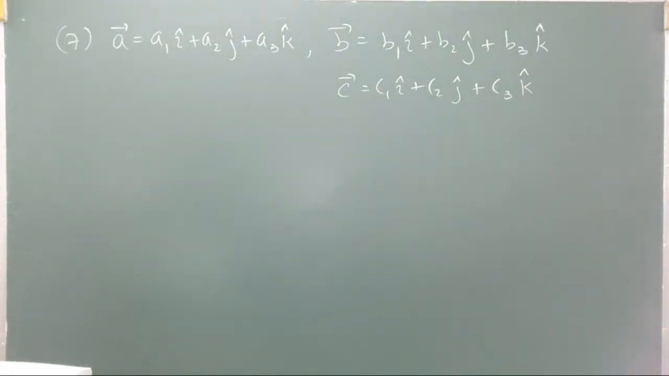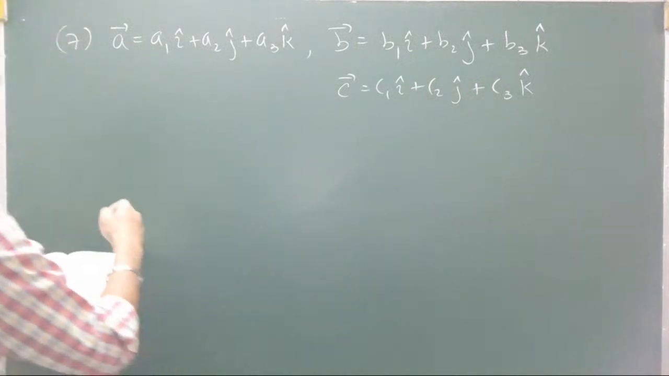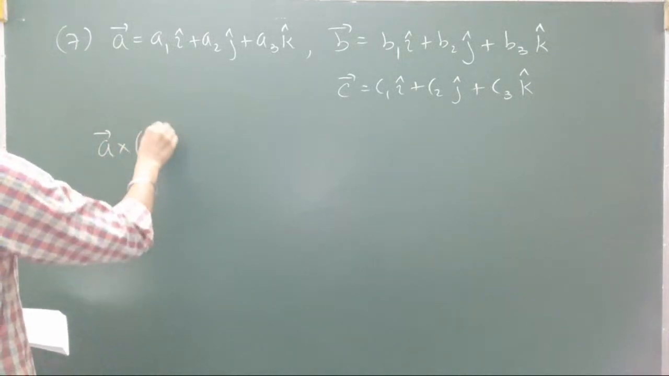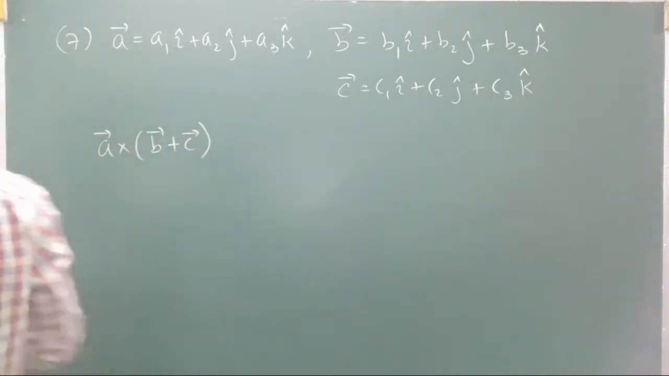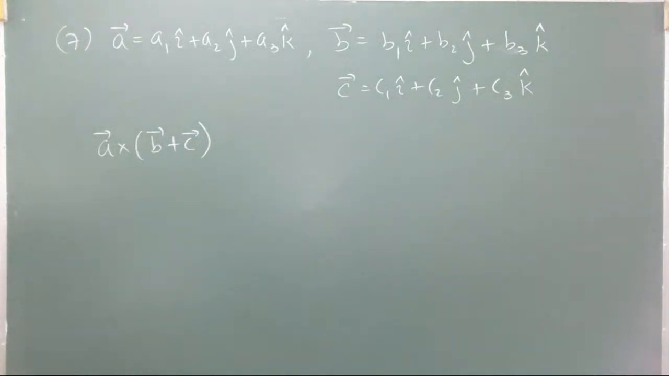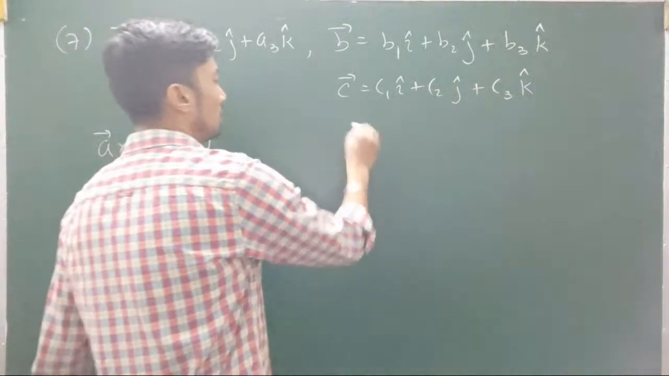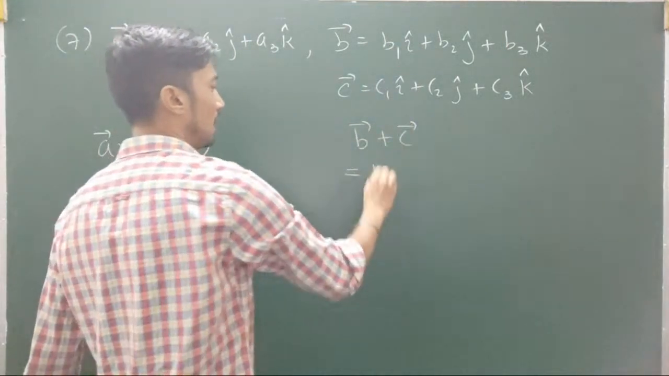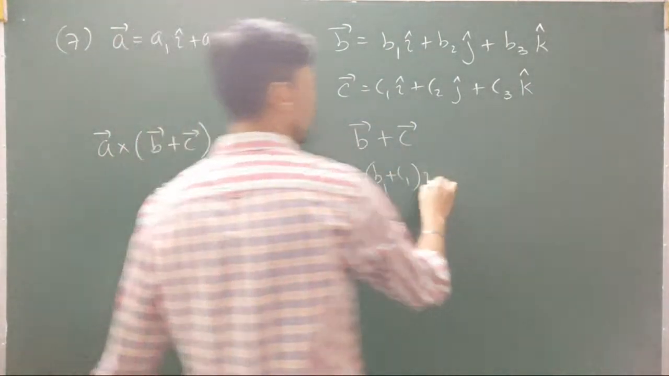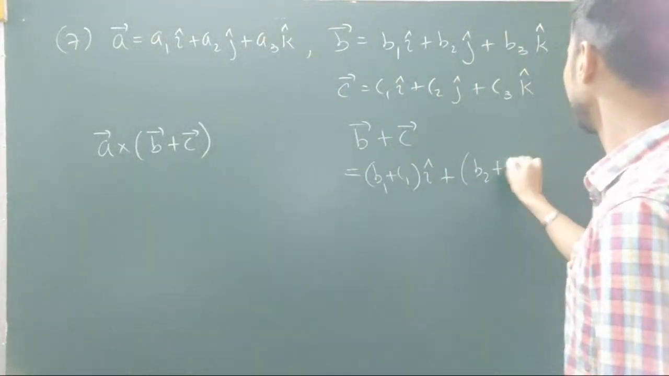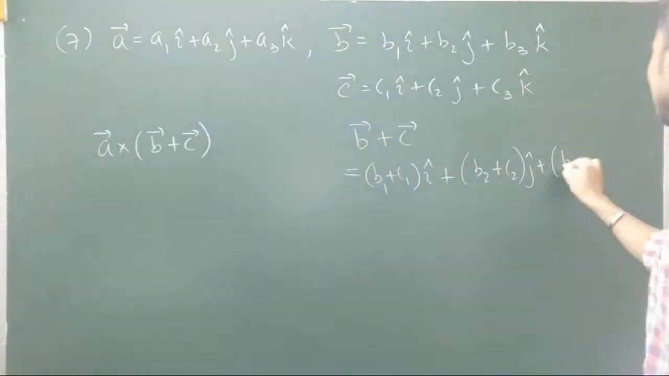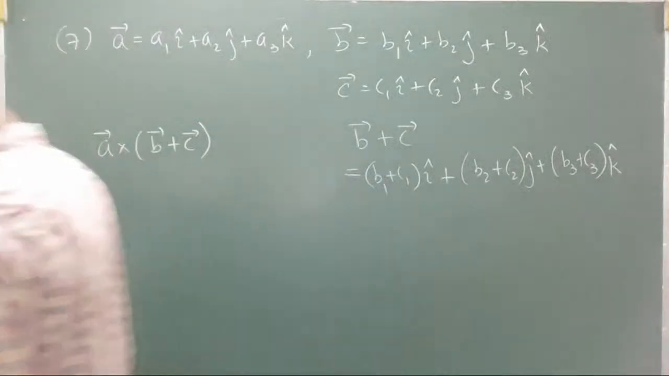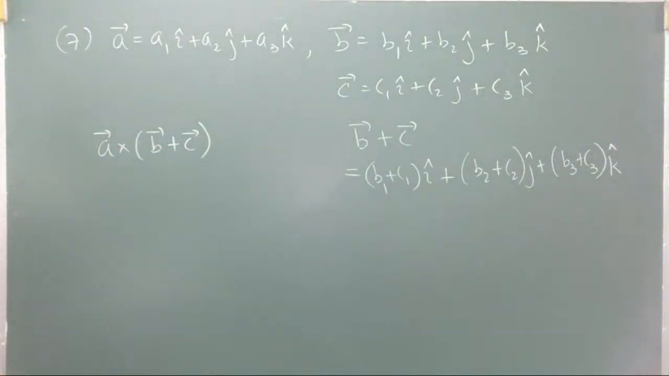Let's directly start calculating. Let's just calculate the left hand side first and see what we will have. That is A cross (B plus C). Let's calculate this. What will be B plus C? Like vectors you add, so that's going to be (B1 plus C1) i cap, (B2 plus C2) j cap, (B3 plus C3) k cap. You can of course do this directly also, just for reference if you need.